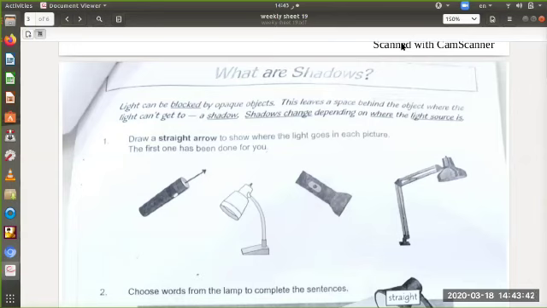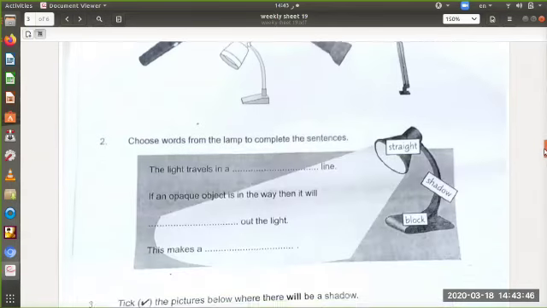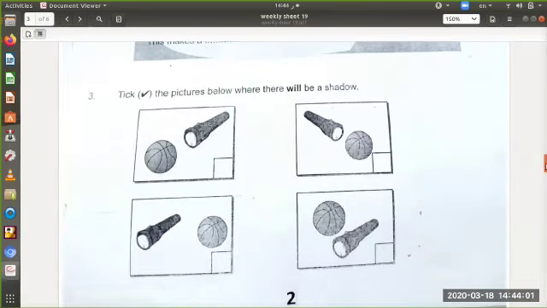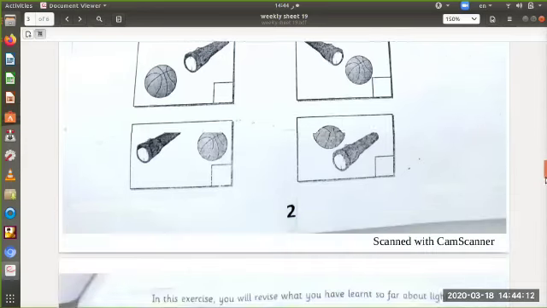Next question, choose words from the lamp to complete the sentence. The light travels in straight lines. If an opaque object is in the way, then it will block out the light. This makes a shadow. Write the pictures below where there will be a shadow. This too. Okay. Next question.